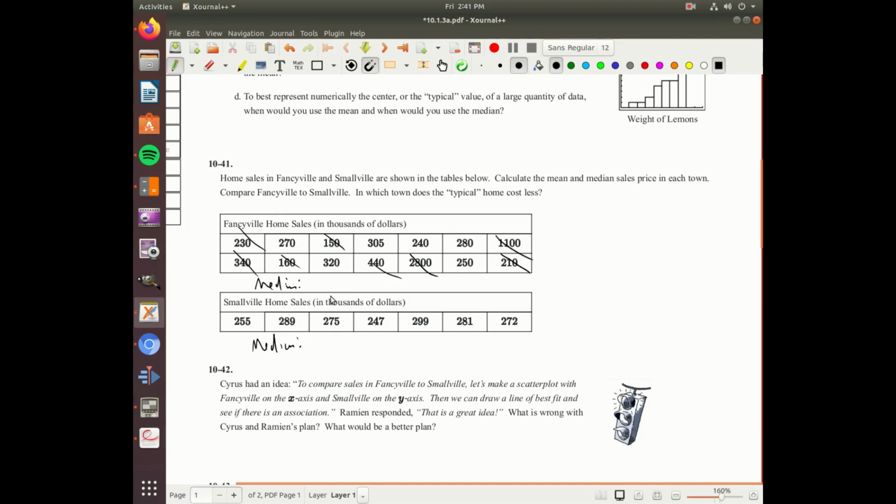And again, I'm just crossing out the smallest and the biggest as I go. So that's the smallest and that's the biggest. That's the smallest and that's the biggest. So it looks like I'm coming up with a median of 270. You would have thought, oh shoot, no, that's not true. Let's keep going and try that again.